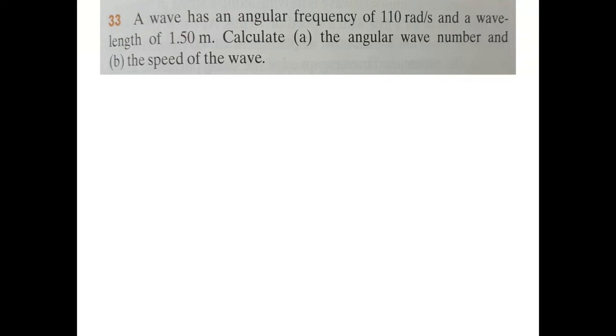Could you please read the question? What is given here? The wave has the angular frequency. What is angular frequency? Omega. My angular frequency omega is given as 110 radian per second. Radian is dimensionless, so you can even write 1/second here. Then the wavelength is given. Lambda is 1.5 meter. And we have to find the angular wave number.